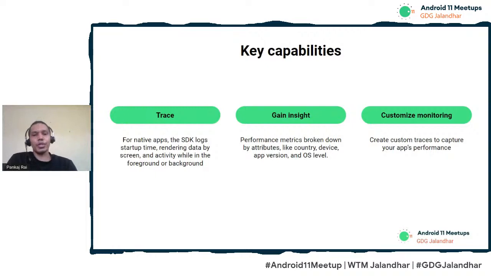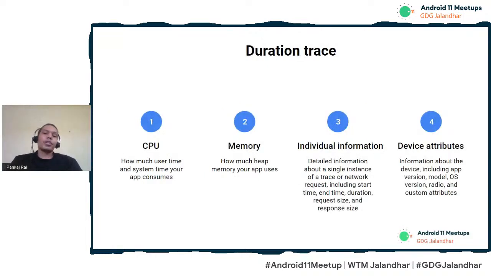Now let's see about the traces. By default, it gives you these four tracing capabilities. CPU utilization. So how much CPU and system time the app is using, it gives you this information. And this is important for us because if the app is consuming lots of CPU, then it's often the case that this app is going to consume a lot of battery.